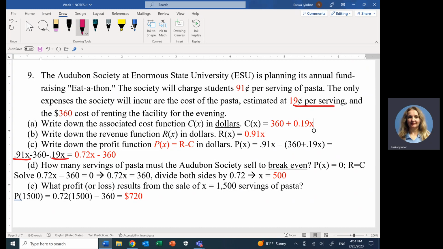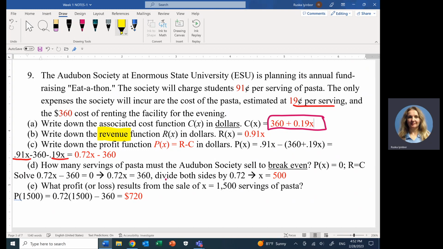So what is the fixed cost? The fixed cost is you're paying once, $360, plus, this is your answer, 19 cents is going to be the cost to buy the pasta. So it's going to be 0.19x. That's the cost function. The next one they're asking is find the revenue function.